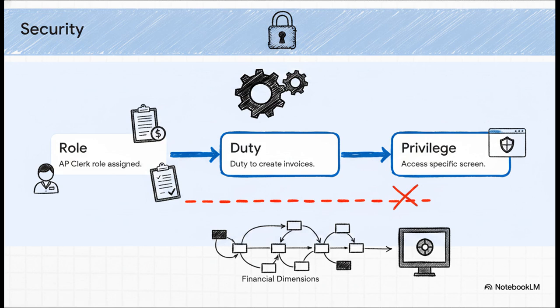And to keep all of these tagging processes totally secure, D365 uses a strict hierarchy to enforce the segregation of duties. This prevents obvious conflicts, like having a single user create and approve their own payment. The security framework flows perfectly from role to duty to privilege. So an accounts payable clerk is the role, creating an invoice is a duty, and accessing the specific screen to actually type it in, that's the privilege. This ensures that the person tagging expenses is actually authorized to do so, totally locking down your financial architecture.